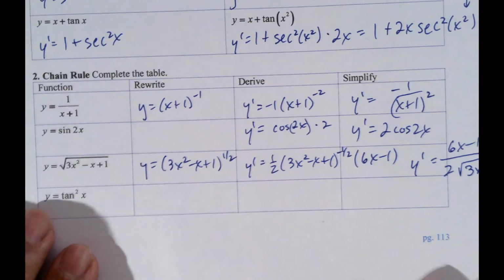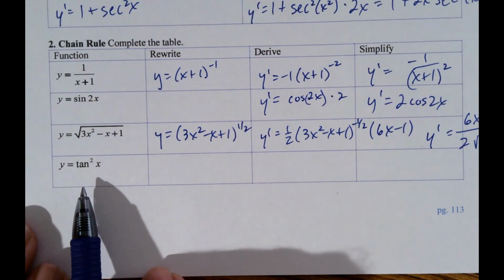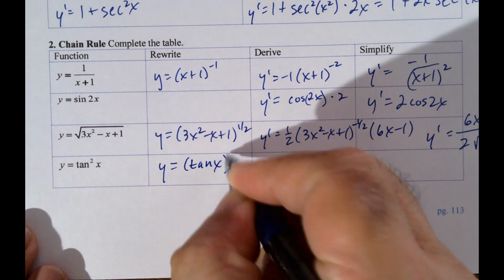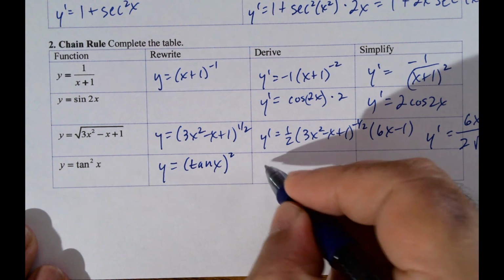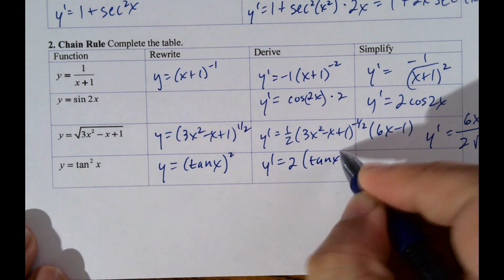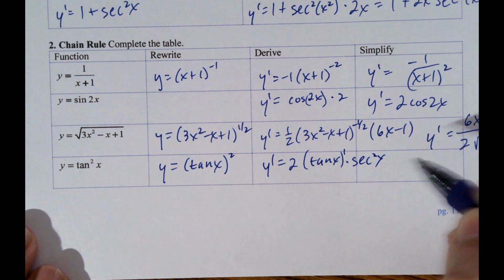All right. And then here I got y equals tangent squared x. I'm going to rewrite it like this because frequently people get confused when they have the exponent in the middle of the function. All right. When I take the derivative here, that's going to be 2 times tangent x to the first power times the derivative inside, which is secant squared x.